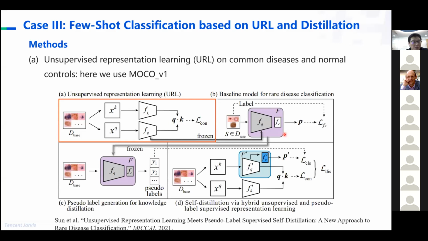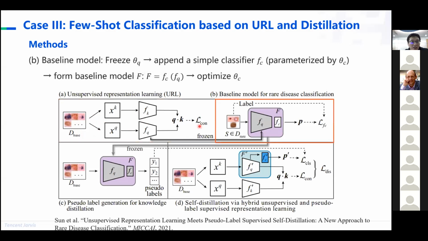The first step is unsupervised representation learning on common diseases and normal controls. Note that this database is a collection of common diseases and normal controls, which is big. Here we use MoCo v1 for the contrastive learning for unsupervised representation learning. After that, we freeze the feature extractor. Then we append a simple classifier as a baseline model. And this baseline model is trained on the small data set of the rare diseases using probably whatever suitable classification loss.